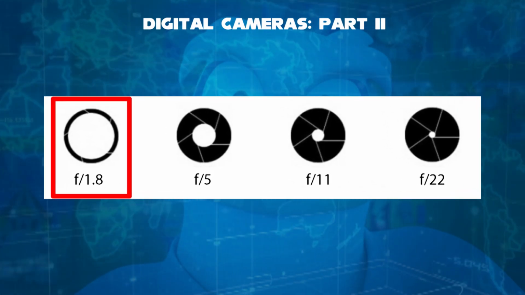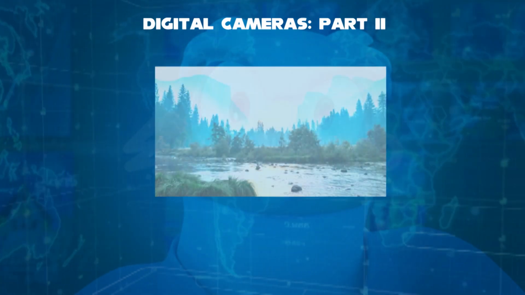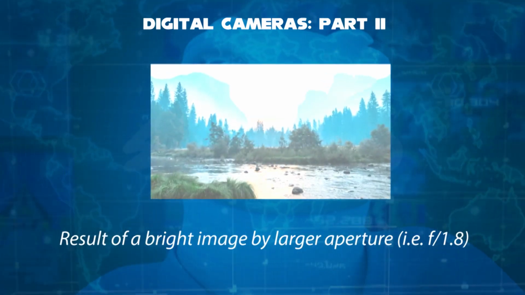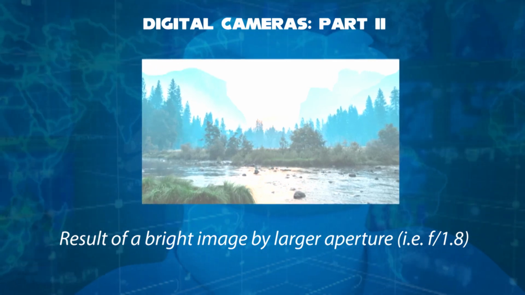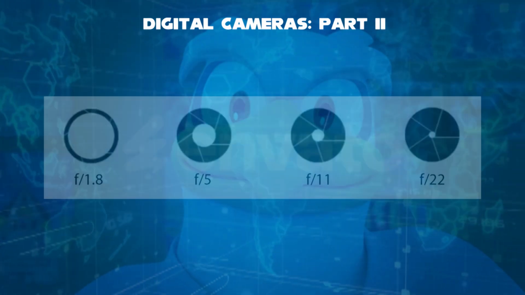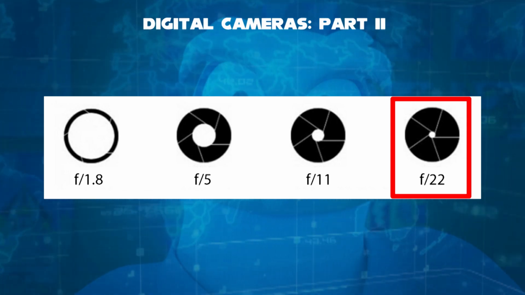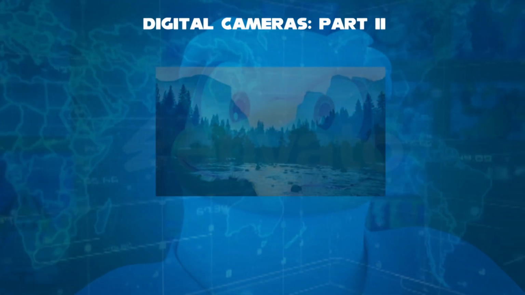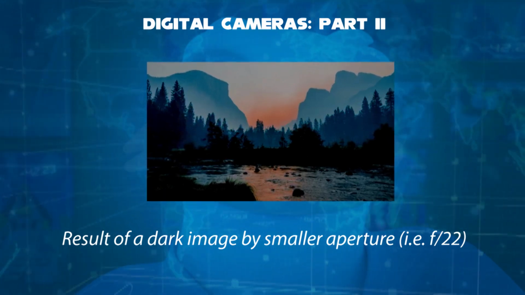A large aperture will have the lowest denominator value, allows higher exposure, and produces a brighter image. For instance, f/1.8 or f/2. As soon as the denominator value increases, the aperture size decreases, thereby reducing the exposure level. This can make the image darker. For instance, the smallest aperture is f/22.